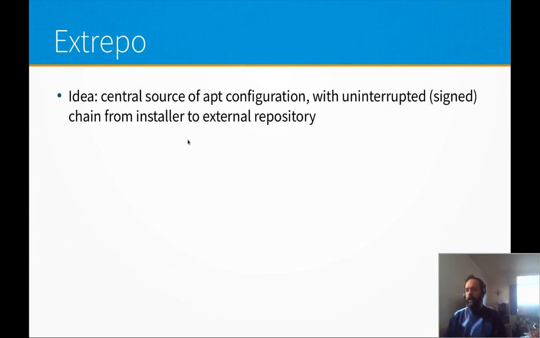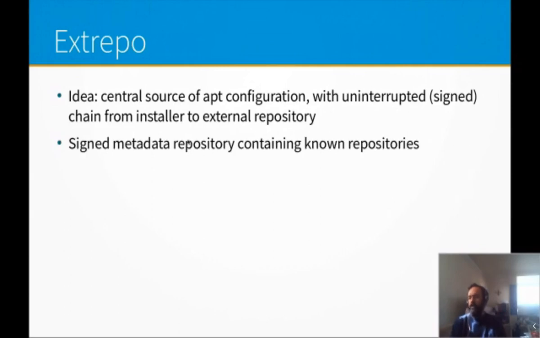So enter Extrepo. Extrepo is my answer to how we fix this for Debian. The idea of Extrepo is that we have a central source of truth regarding apt configuration with an uninterrupted signed chain from the initial installation all the way to your external repository. So if you trust your Debian installation disk, you can also trust the third-party repository that you want to install later on. That's what I want to get to.